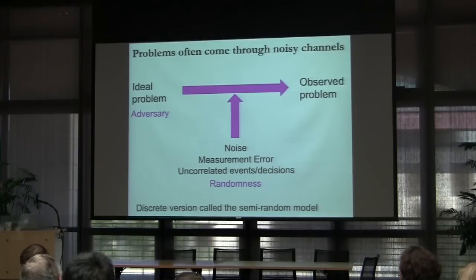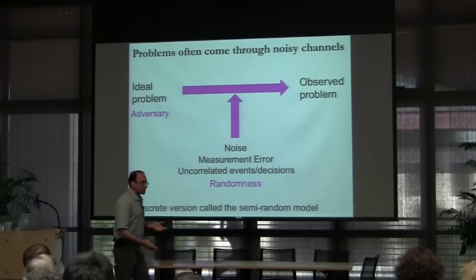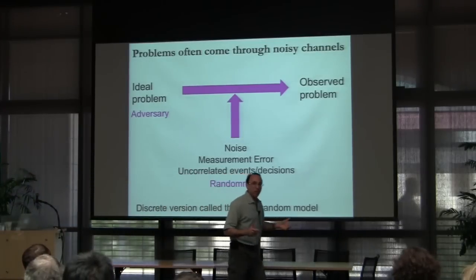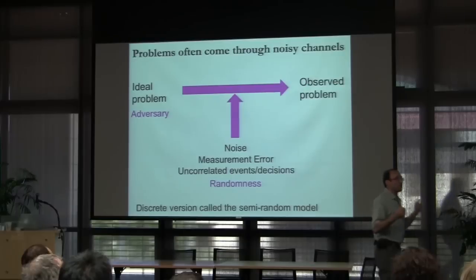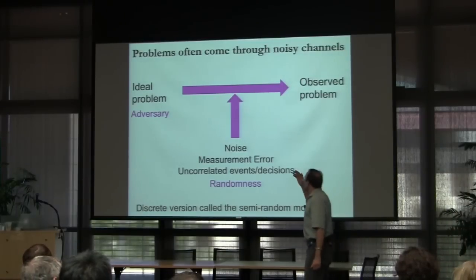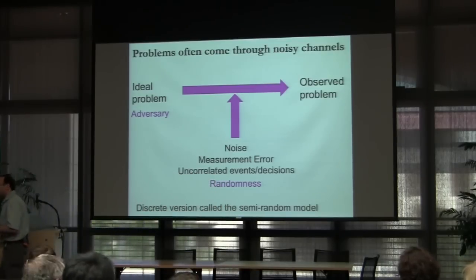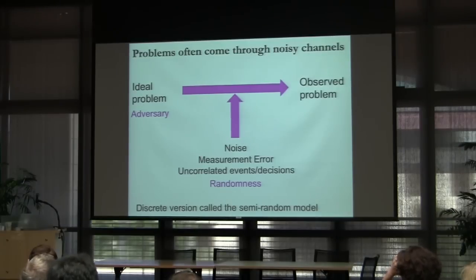Another way of thinking about this, if you like, is that your ideal problem, you can think of it as chosen by an adversary. And usually when you think about worst case analysis of an algorithm, what you're doing is you're measuring the algorithm on an input instance chosen by an adversary. Here we're going to think of whatever the adversary chose being affected by randomness. And that noise is actually going to alter the way our algorithm behaves. It limits the power of the adversary.